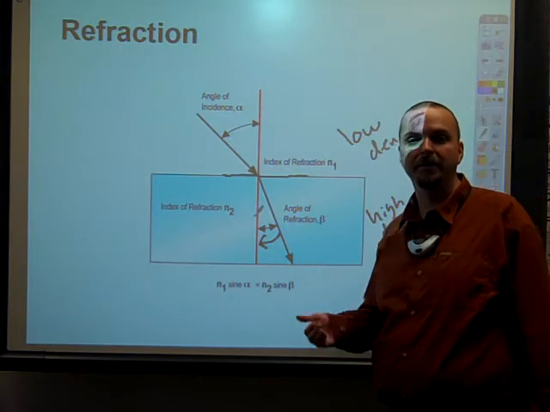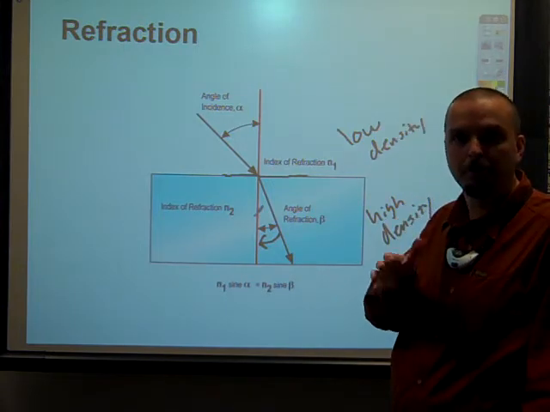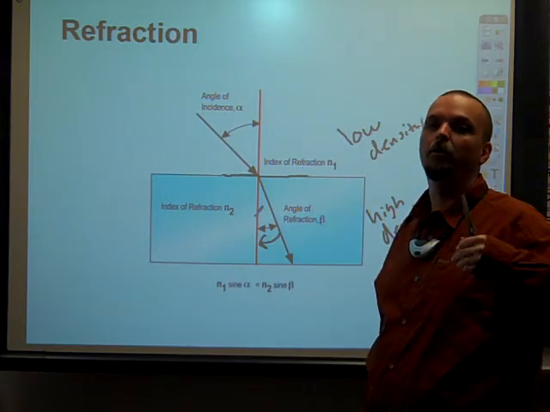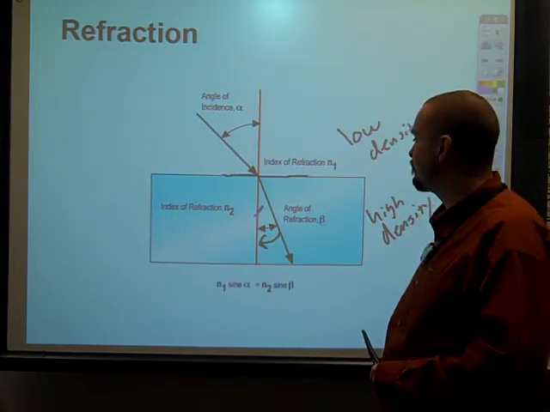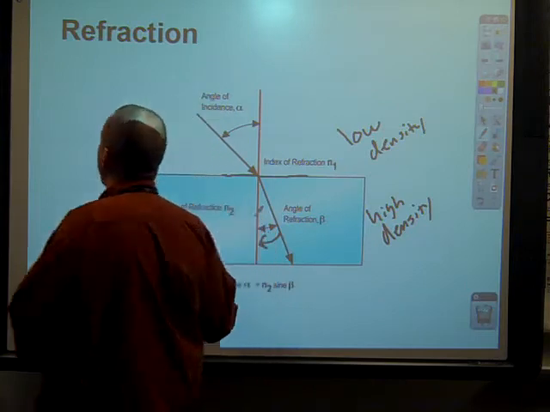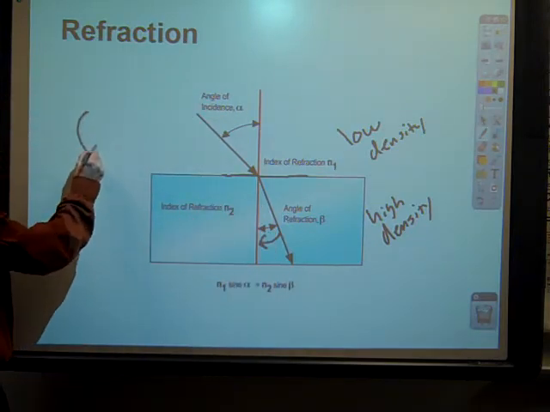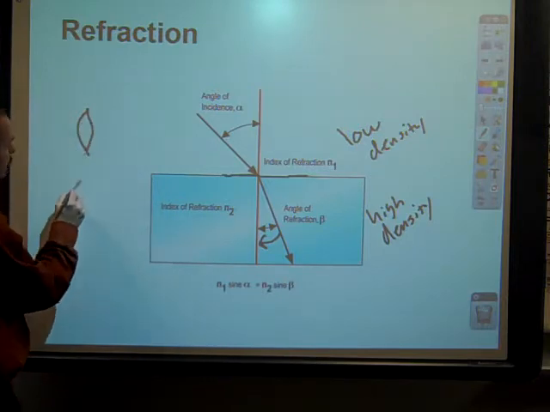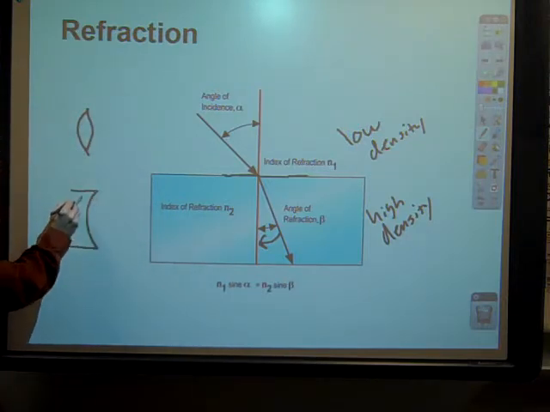If you ever stuck a pencil in a glass of water and that pencil looks bent or broken, this is why. The light is being bent by the water in the glass. This is the same technology that lenses use. There are two types of lenses. There's the convex lens that curves outward. There's the concave lens, it curves inward.